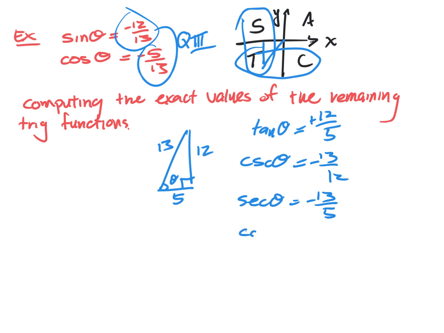And then finally, cotangent is going to be 5 over 12, because it's adjacent over opposite, and we're in quadrant 3, and tangent and cotangent are positive in quadrant 3. Now we could have done these using identities, where tangent was sine over cosine. Cosecant would have been 1 over sine of theta. So we could have used those as well, instead of looking at opposite, adjacent, and hypotenuse.